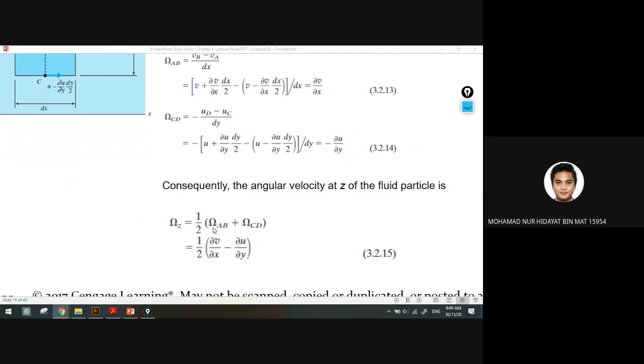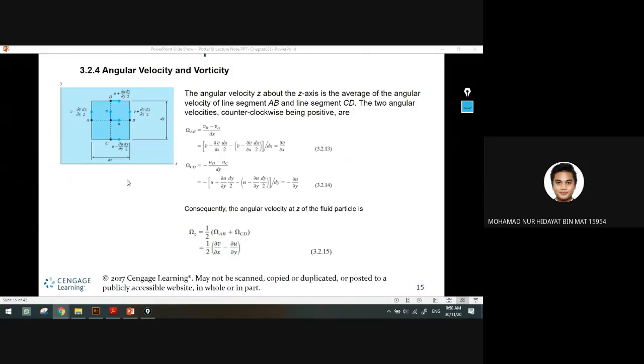So substitute back the omega AB, which is the partial derivative of v over x, plus, remember this is plus, omega CD, this is minus, the partial derivative of u over y. So this is the final equation to get the angular velocity z component, which is facing upwards or downward. Alright, so I hope you really understand the basic definition of angular velocity.